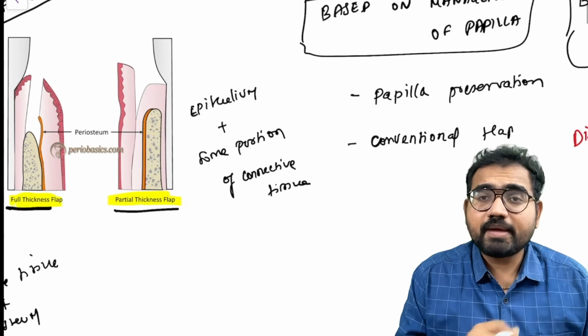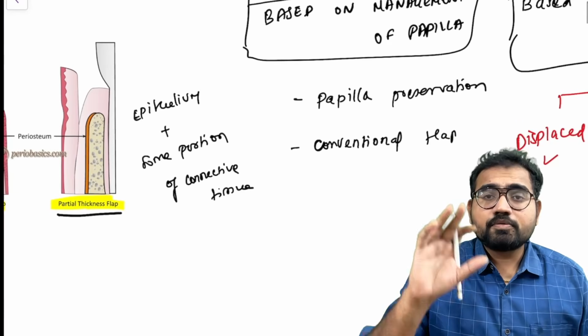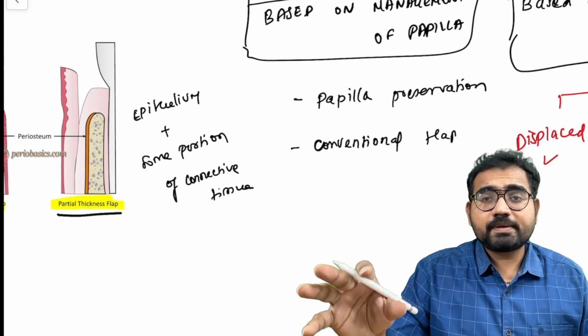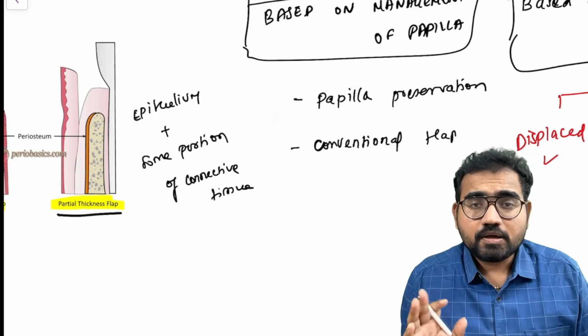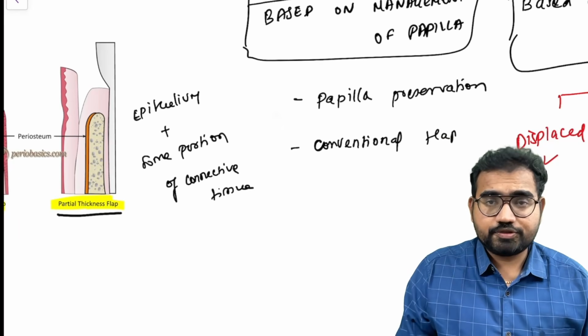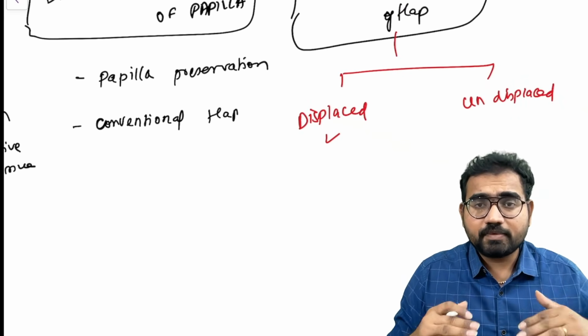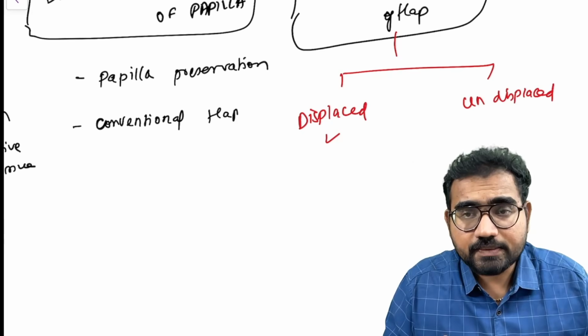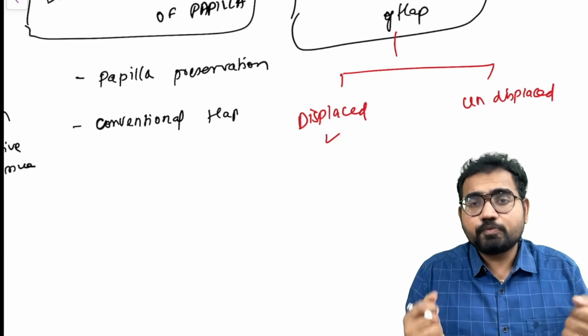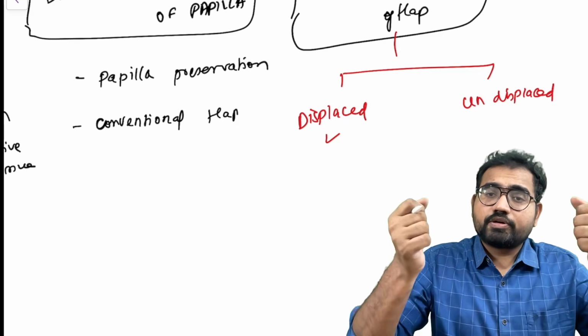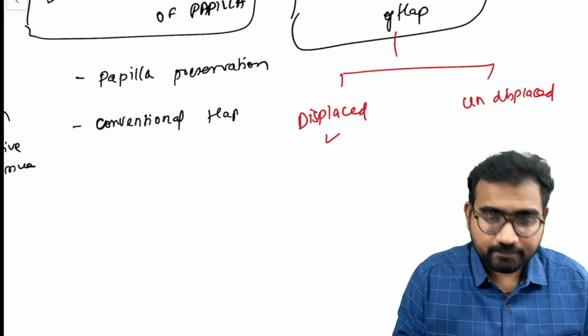Next is going to be the management of papilla. So I am going to either preserve the papilla in case of diastema, cases of spacings, or I'm going to do a conventional flap procedures. Next one is based on the placement of the flap. I'm going to place the flap in the original place, then that becomes undisplaced. Or if I'm going to pull the flap apically or coronally, that becomes displaced flap.